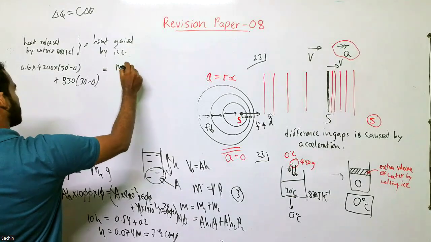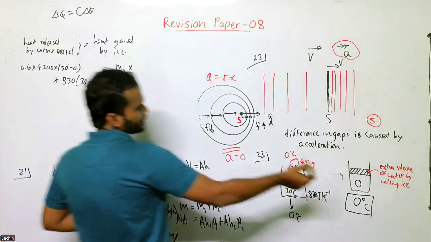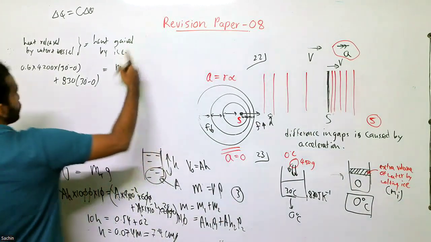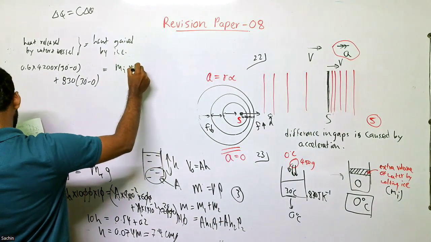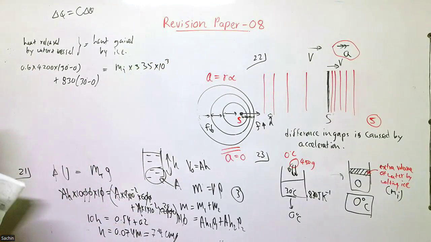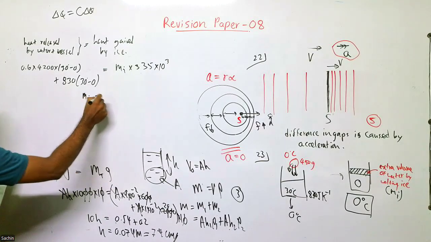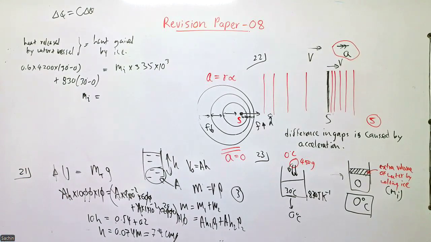Mass of ice which is melted, that is m_i, into specific heat capacity, latent heat of fusion, that is 335 into 10 to the power 3. Okay, so when you solve this, let me check.